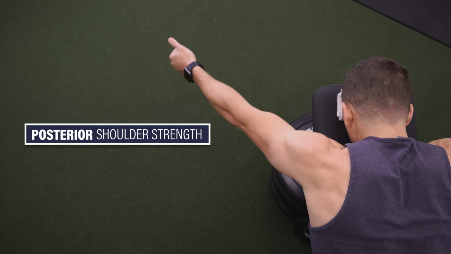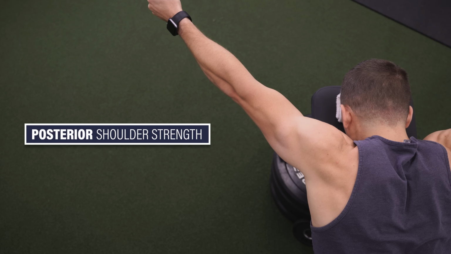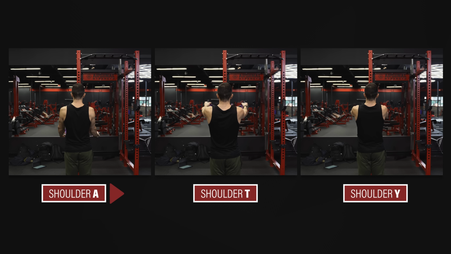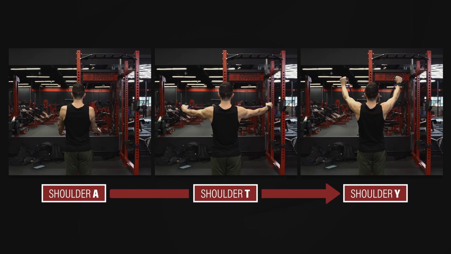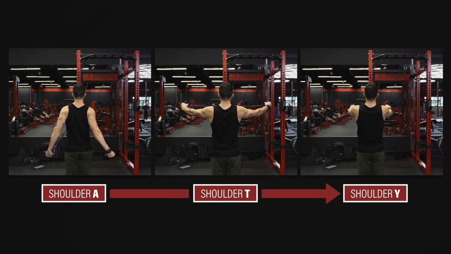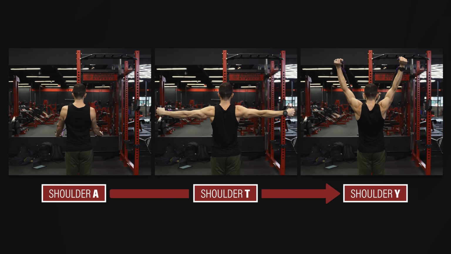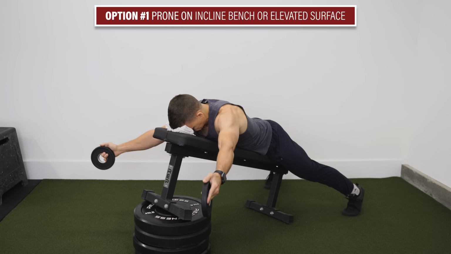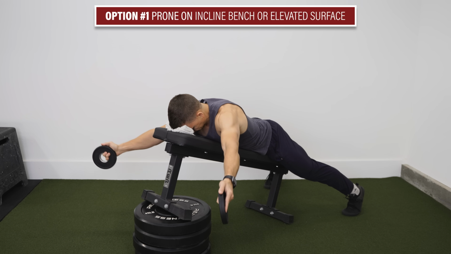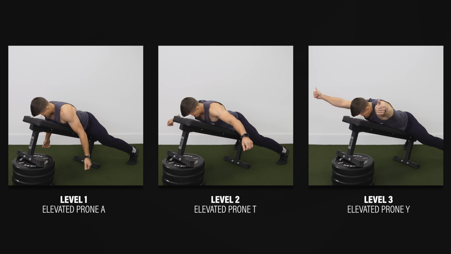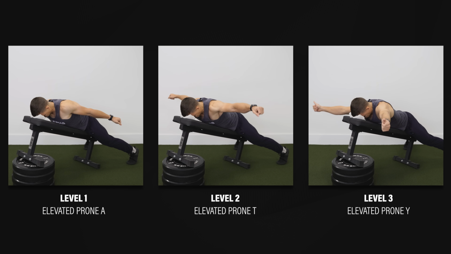The third category of exercises is all about strengthening the back of the shoulders and upper back. The goal is to begin with your arms down by your side and gradually progress overhead. You probably know these as A's, T's, and Y's. There are 3 options. Option 1 requires you to lie face down on an inclined bench or elevated surface so your hands don't hit the ground. Start with A's, progress to T's, and eventually try Y's.